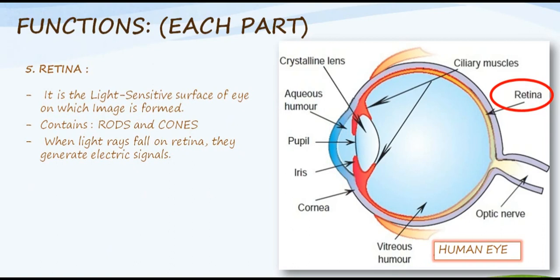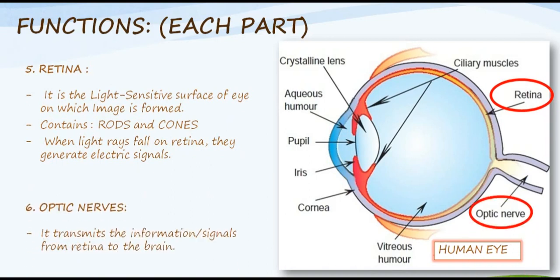The rods respond to the intensity of light, and the cones generate signals or identify colors. So both of them combine to see the objects very carefully. Now, very important: when light rays fall on the retina, they generate electric signals. These electric signals go to the brain because they need to be processed. We must understand what we are seeing.